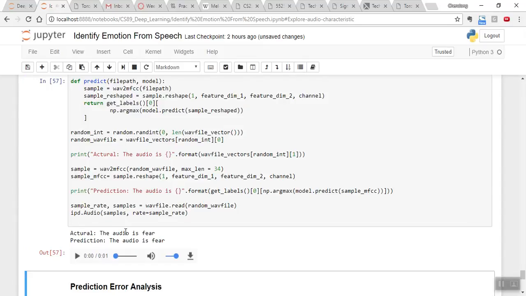So this audio is fear from the actual label, and the prediction is also fear. Let's see.